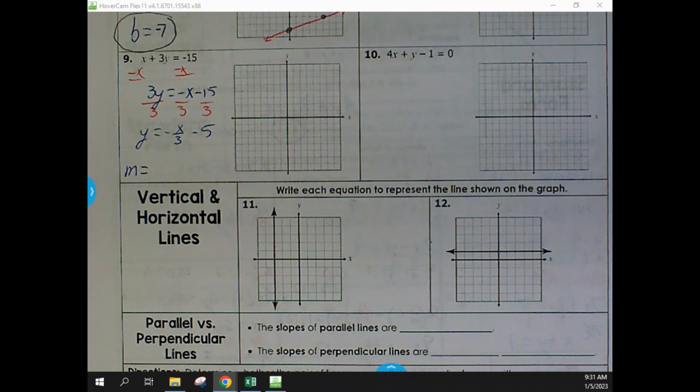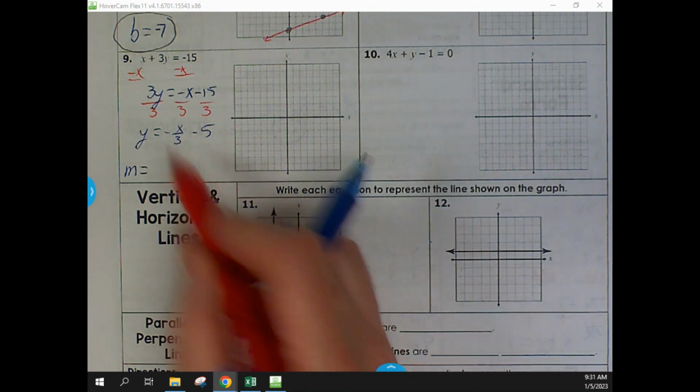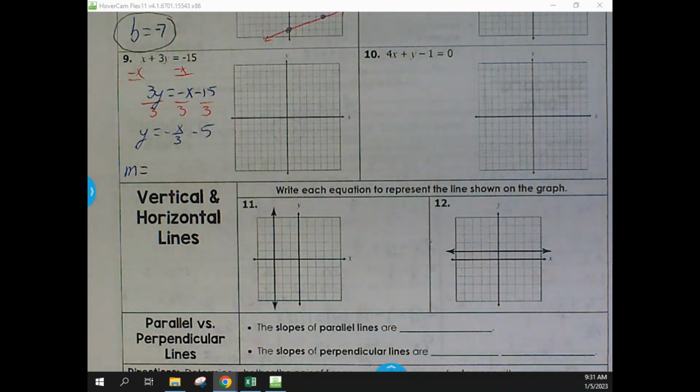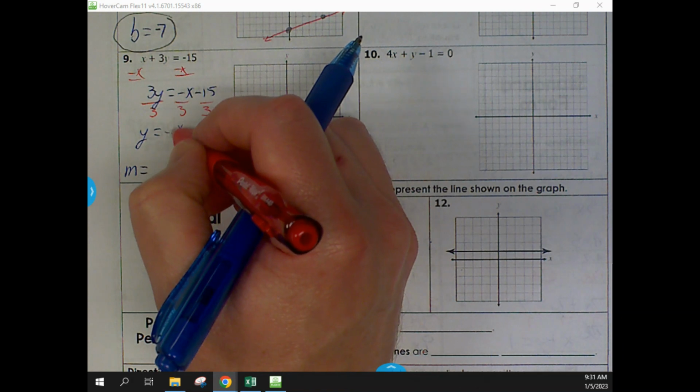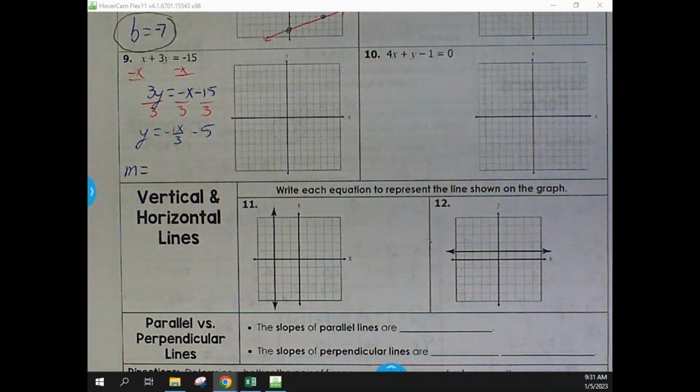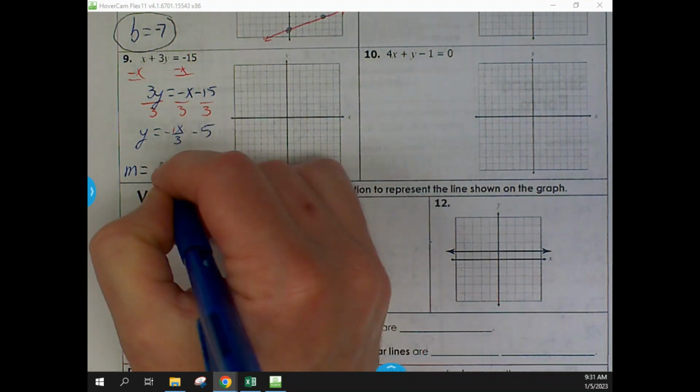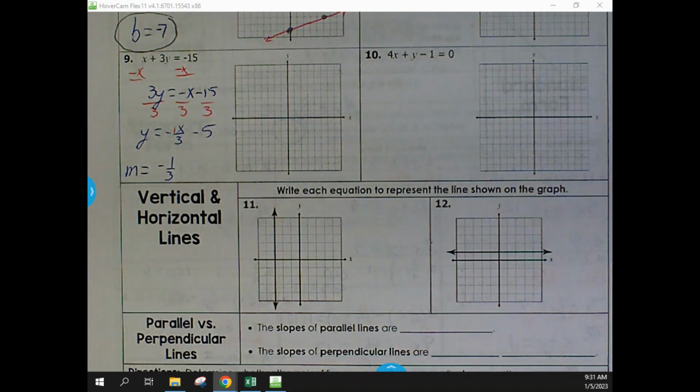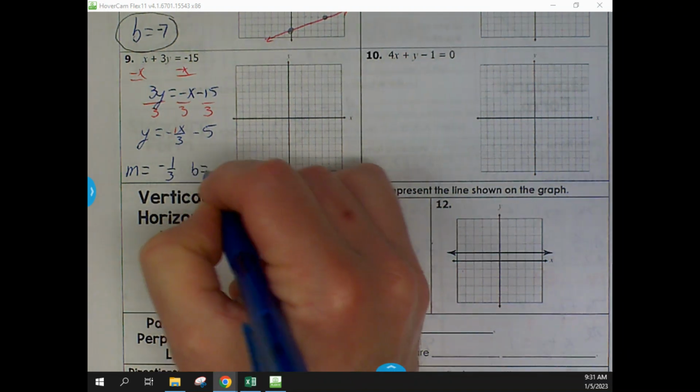Okay, so for our slope, that's the number that's in front of x. And again, technically, there's not a number in front of x. So we've got the negative there. But anytime there's not a number there, just remember, technically, there's a 1 in front of that x. So your slope would be negative 1/3. And then your b value would be negative 5.